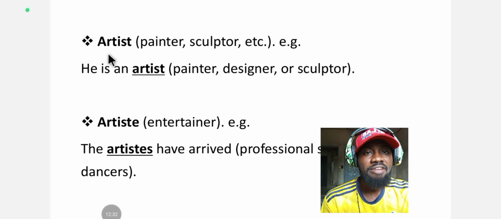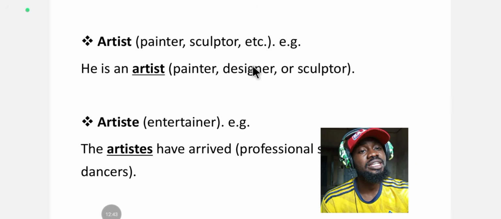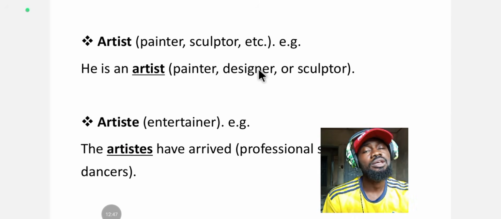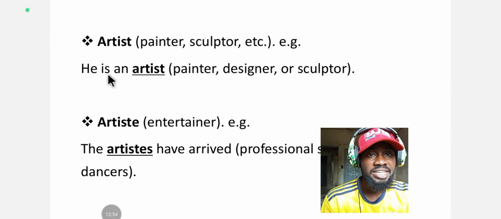The next we have here is artist. Okay, what's the meaning of artist? It means a painter or a sculptor and so on. Anybody that is into any form of visual art. Any form of visual art is an artist. For example, let's use this in a sentence. He is an artist.